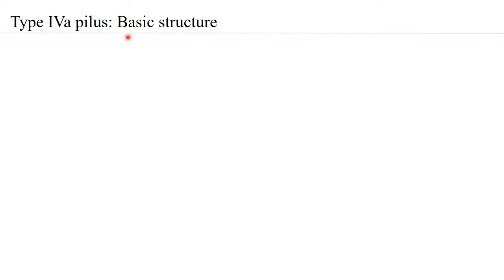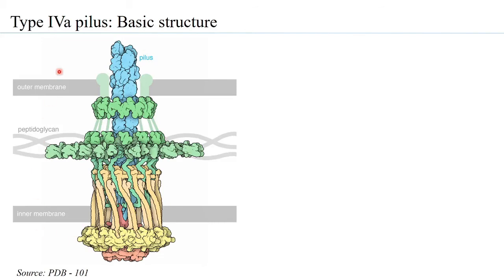The basic architecture will remain the same, with, of course, certain specific differences in the types of proteins that are associated, or the composition per se. This particular structure has been taken from PDB 101, and PDB 101 in 2017 had called the entire pili machinery the molecule of the month. So when they understood the architecture of the basic pilus structure, this is basically the type 4a pili.